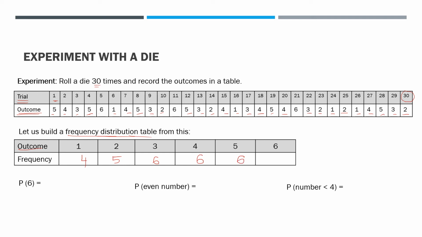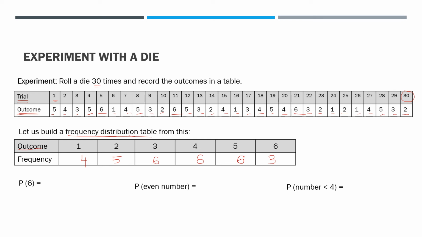Number 6. How many times did 6 show up? 1, 2, 3, and looks like that's it. Okay, did we get all these numbers? Let's see this here. 6 plus 6 plus 6, 18, 22, plus 5 plus 3. Okay, all 30 are captured here.